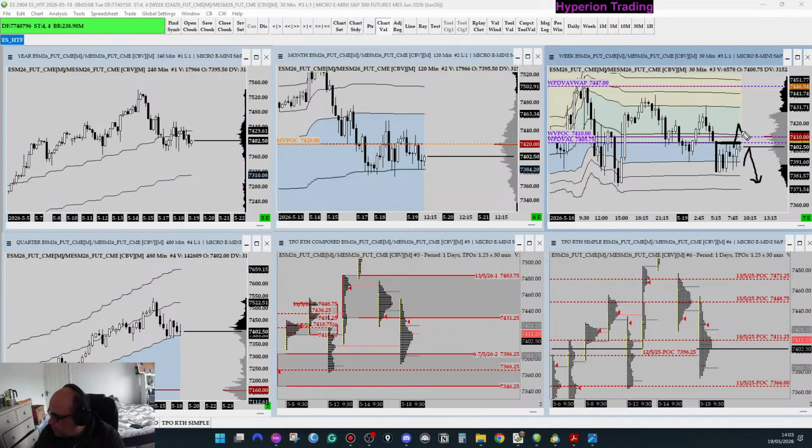Another scenario is we may go above, break it right away if this market is very bullish and try to hit these highs.